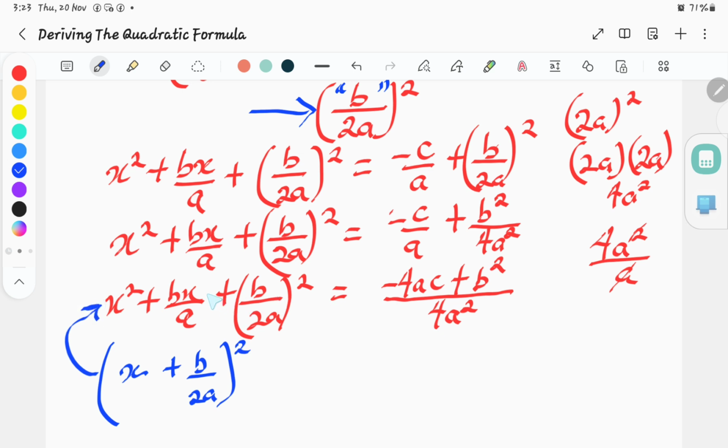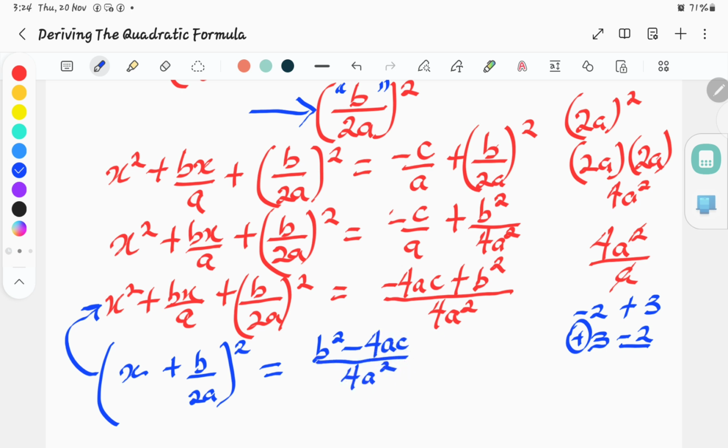So we've been able to successfully factorize this left hand side to give us this equals, now this numerator that I have here, if I have negative 2 plus 3, it is the same thing as saying 3 minus 2. So what it means is, I've just rearranged it. The positive 3, I've written it first without necessarily writing the positive sign. Not necessary. Then the negative 2 is coming second. So this one, we are going to do the same thing. We have b squared minus 4ac all over 4a squared.